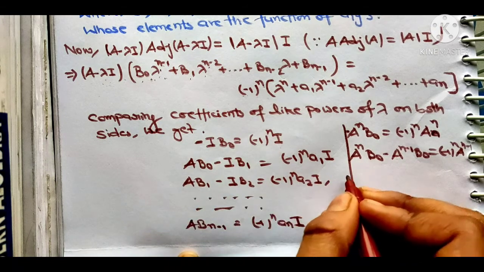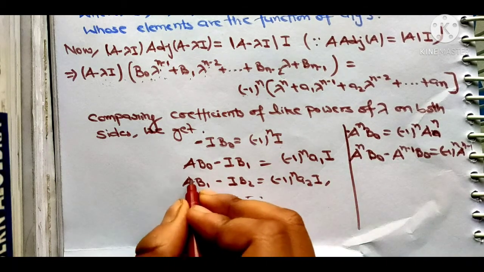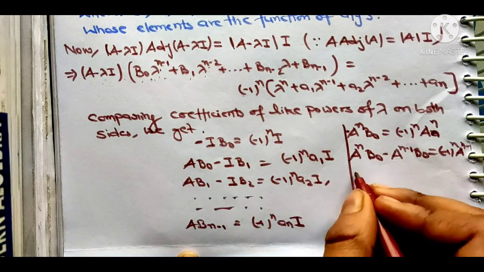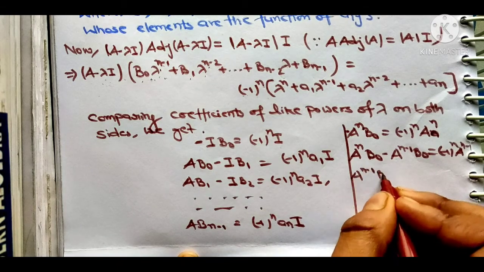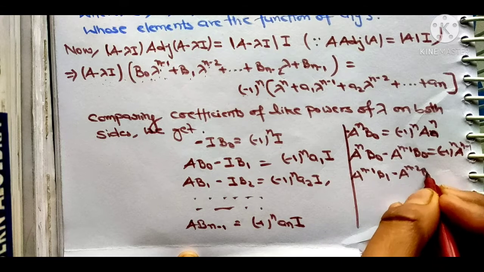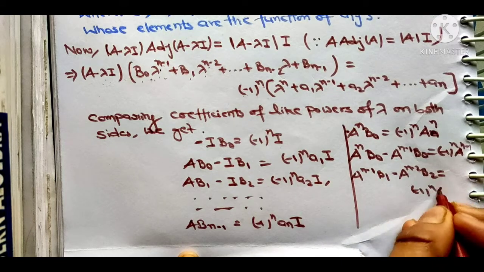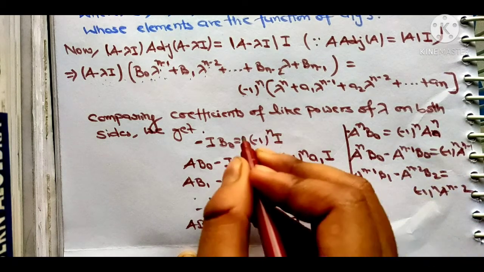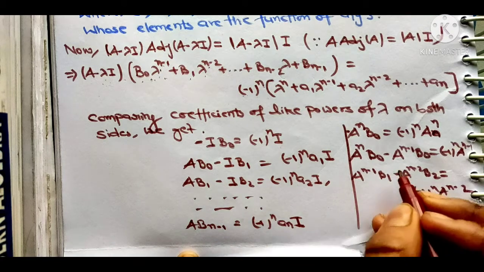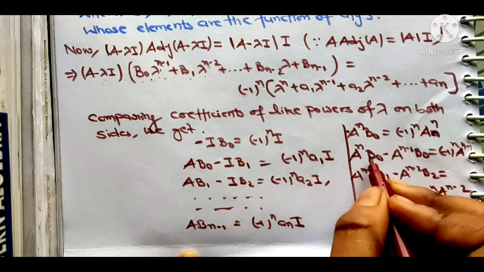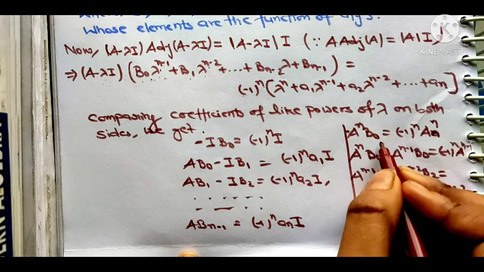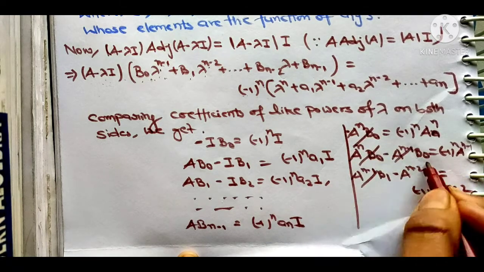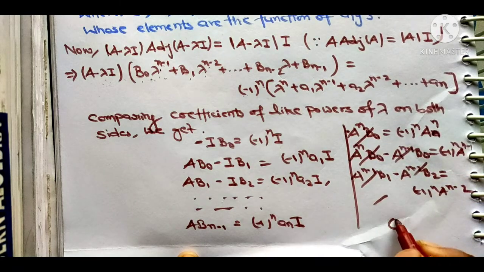Again we multiply A^(n-2) on this equation. Here A^n is already present, and if we multiply A^(n-2), the power becomes A^(n-1) B1 minus A^(n-2) B2 is equal to (-1)^n a2 A^(n-2). So after that, if we add it successively, on the left hand side these two quantities are equal and opposite: minus A^n B0 and plus A^n B0. After adding, these cancel each other, and we get 0 on the left hand side.